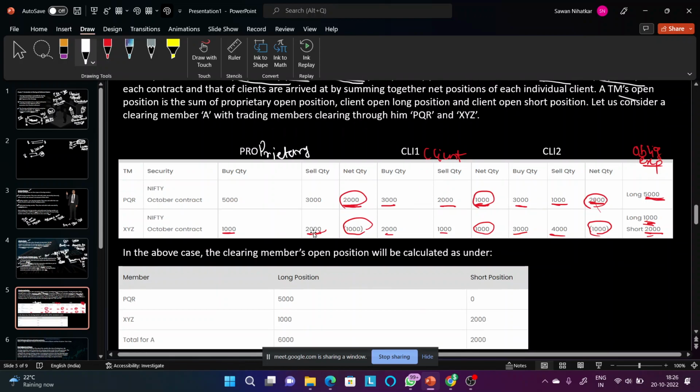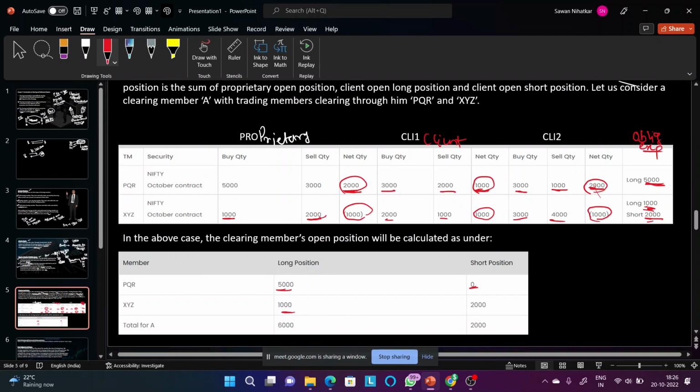Now moving forward in the above case, clearing member's open position will be calculated as follows. So how will we calculate the open position? As we see, PQR's entire long position is 5000, short is 0, and XYZ's long position is 1000, short is 2000. So overall, if we look at it in one case, that is 6000 on the long side and 2000 on the short side.